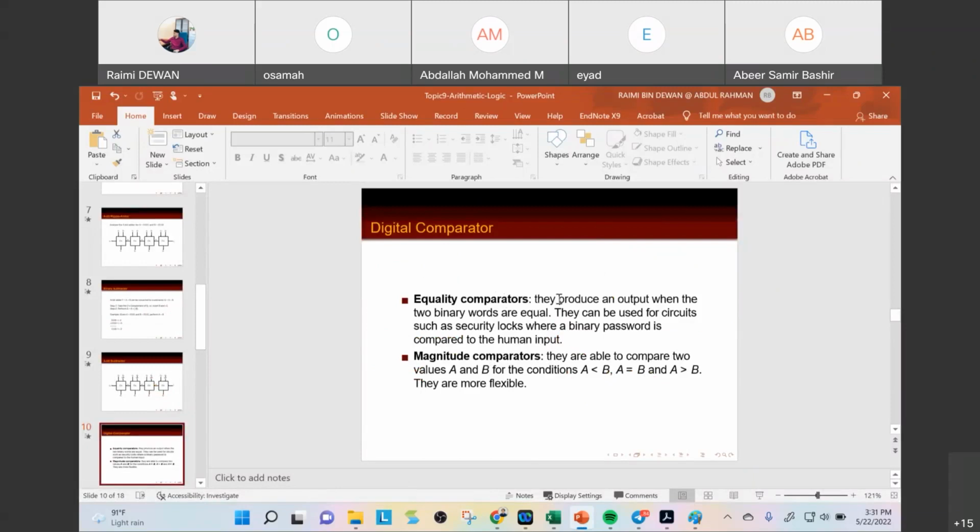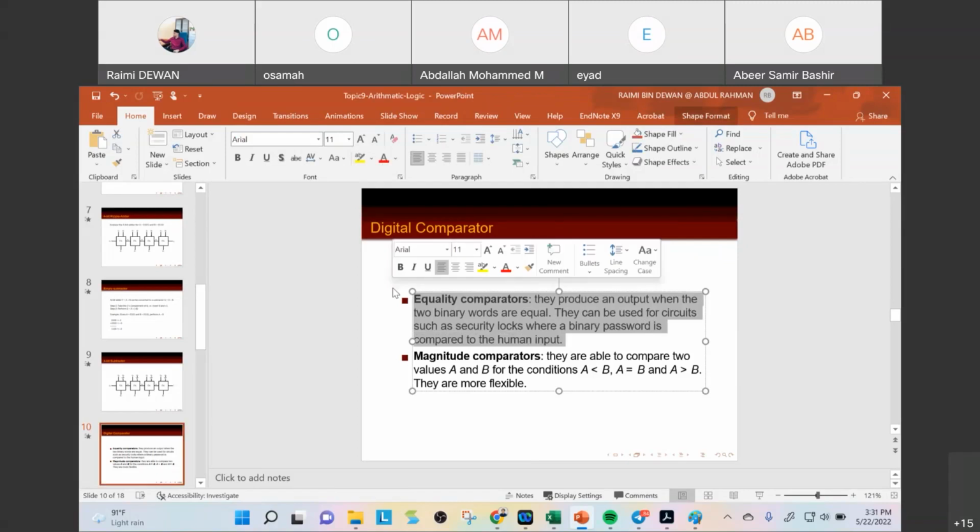Okay, the equality comparator produces an output when two binary words are equal. They can be used for circuits such as a security lock. Did I explain this in the video? Yes, I explained it.